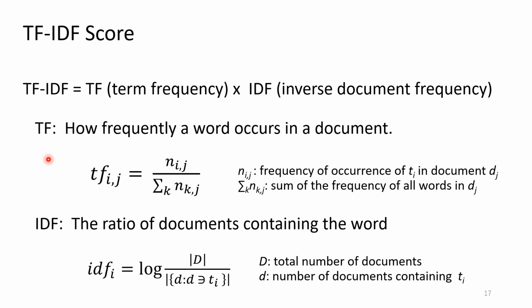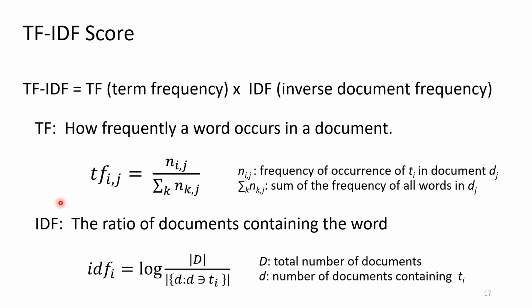The tf-idf score is calculated by term frequency and inverse document frequency. Term frequency represents how frequently a word is used in a document. And inverse document frequency represents the ratio of documents containing the word. The tf-idf score is the multiplication of term frequency and inverse document frequency.